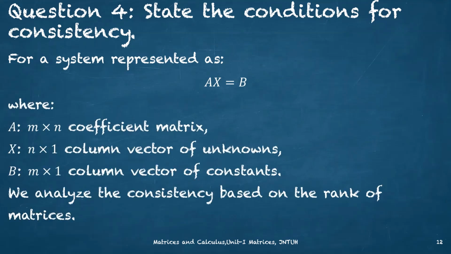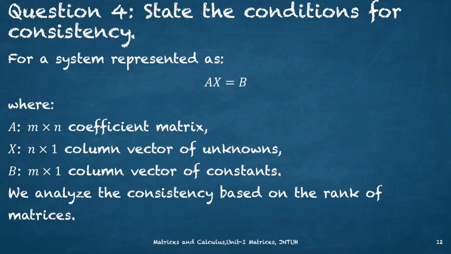Question 4. System of linear equations in matrix form. Let's now understand how a system of linear equations can be written in matrix form. We represent it as A times X equals B. Here, A is the coefficient matrix with m rows and n columns. X is a column vector with n rows and 1 column. It contains the unknown variables. B is another column vector with m rows and 1 column. It contains the constants from the equations.